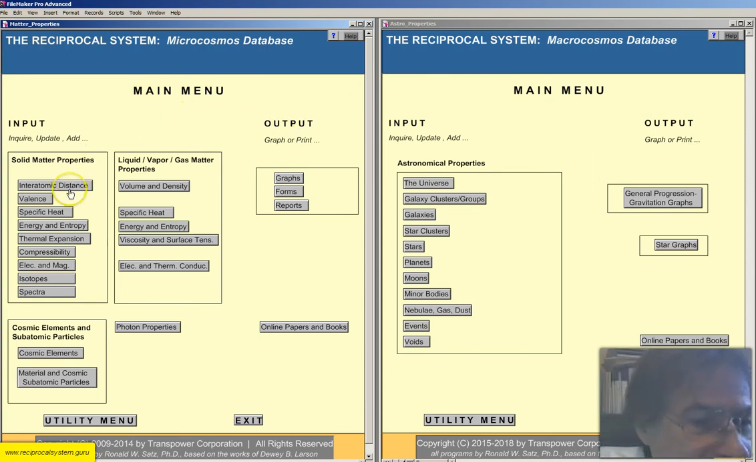Last week I covered interatomic distance for solid state properties. So today we're going to look at the next layout, which is valence. Now I should point out that it would be worth your time to very carefully study Dewey B. Larson's work, Nothing But Motion. There are several chapters on valence in that work, and what I've done is to make everything computational here.